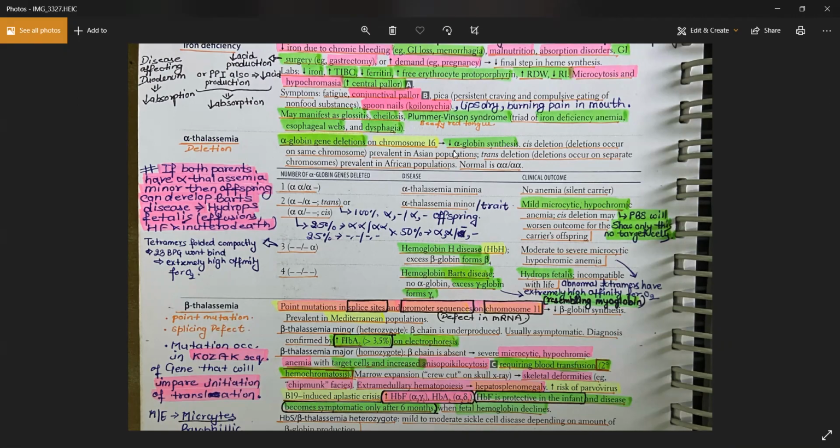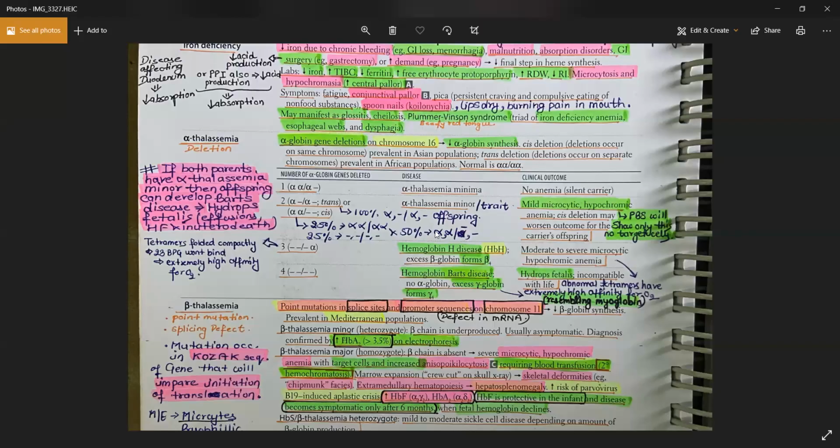You will have a decreased synthesis of the alpha globin chain. You have a total of 4 genes for the alpha chain formation. Very important. This thalassemia is because of the deletion in the alpha globin gene, so that the alpha chain formation will be reduced. You have 2 types of deletion. Either it could be a cis deletion or it could be a trans deletion. In cis deletion, the deletion occurs on the same chromosome. In trans deletion, the deletion occurs on different, separate chromosomes, right?